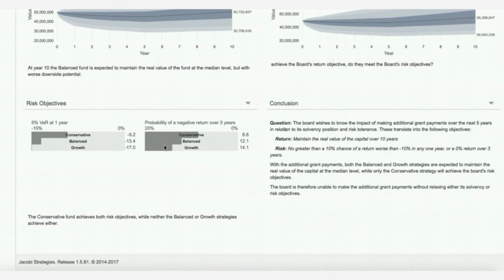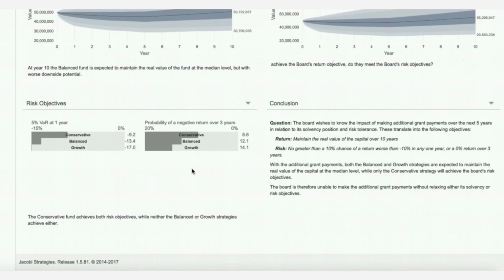Finally, it looks like the balanced and growth funds are expected to achieve the board's return objectives. But do they meet the board's risk objectives? Here we can see that the conservative fund achieves both risk objectives, while neither the balanced or growth strategies achieve either.